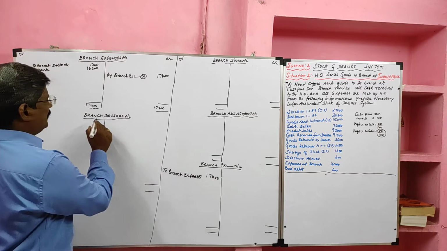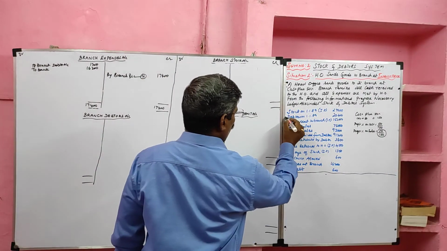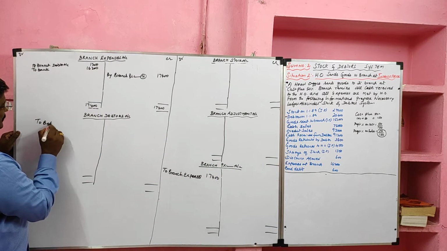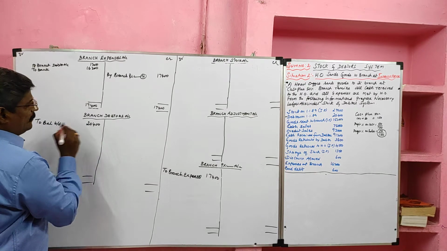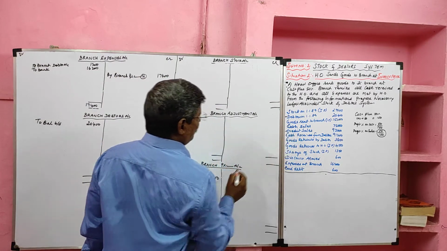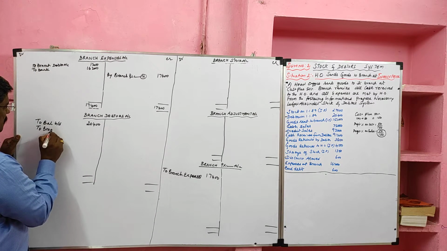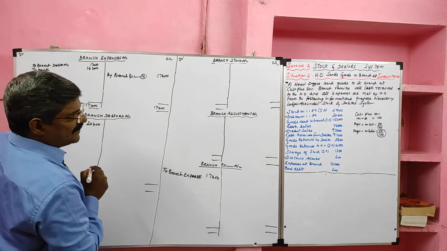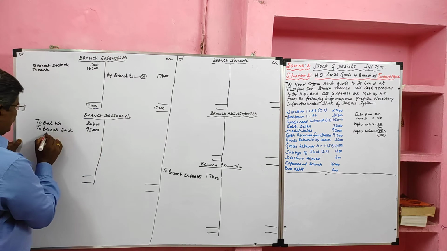Then we have to prepare the branch debtor account. We have to take the information relating to the debtor. First we will take the opening debtor. Opening debtor is recorded on the debit side as to balance b/d, value 20,400. Then goods sent to branch will not come, cash sales will not come, credit sales will come. Credit sales are recorded on the debit side as to branch stock account. Credit sales 93,000.